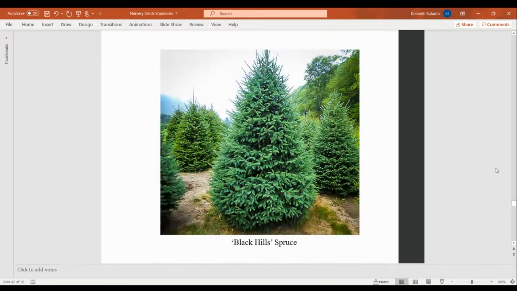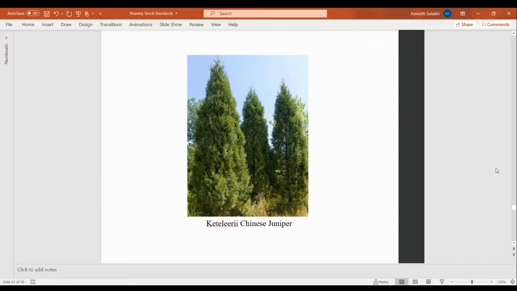The same with Black Hills spruce. So Black Hills spruce, when they're young, they have a very conical shape. A little bit wider at the bottom, and then they taper to a very nice tip. Looks like the perfect Christmas tree, right? So these would be graded by their height because obviously they want to grow taller than they do wide. These are some Chinese junipers. They would be graded by height.